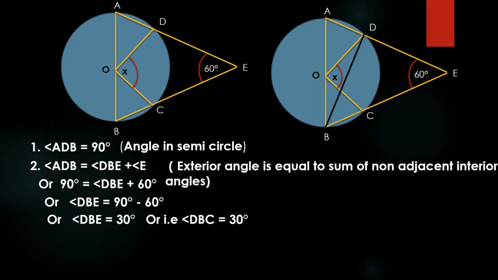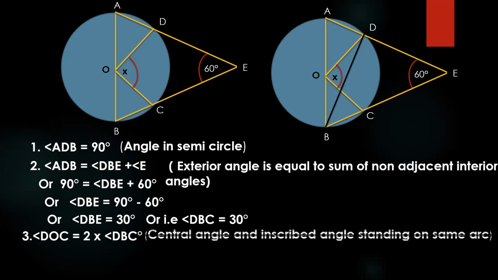And on the same arc DC, you can see the angle DOC, right? Now DOC is the central angle and DBC is the inscribed angle. So what's the relation once again? We can write here, angle DOC is equal to twice angle DBC. What's the reason? Central angle and inscribed angle standing on the same arc. So what is the value of DOC? It's x. And what is DBC? We already found it, that is 30 degrees. So 2 times 30 degrees gives you 60 degrees.